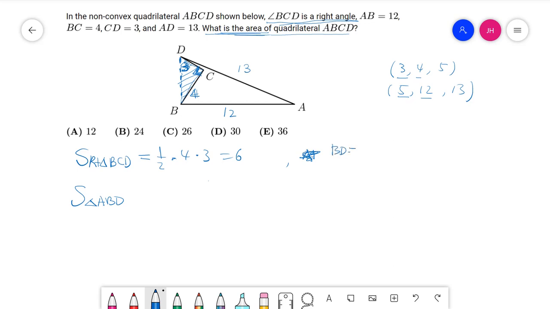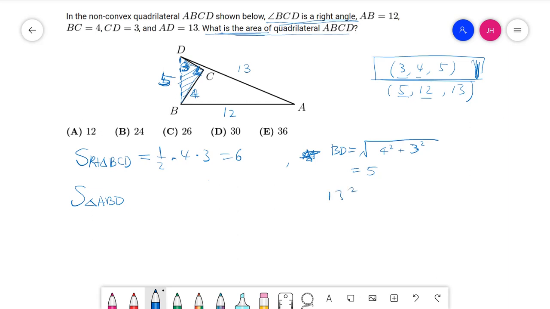Therefore, let's calculate the line segment BD, not AD, BD. So that will equal, by the Pythagorean formula, 4 squared plus 3 squared. So even if you don't know any other Pythagorean triples, you should still know this one, right? That equals 5. Now we can see the Pythagorean triple of 5, 12, and 13. And we can justify that, right? In order to justify that, we'll prove that the Pythagorean formula holds.